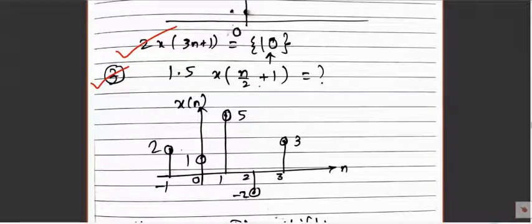Plus 1 means first shifting. This sequence will shift by 1 unit on the LHS. So -1 will go to -2, 0 to -1, 1 to 0, 2 to 1, 3 to 2. So the complete sequence gets shifted 1 unit on the left hand side.